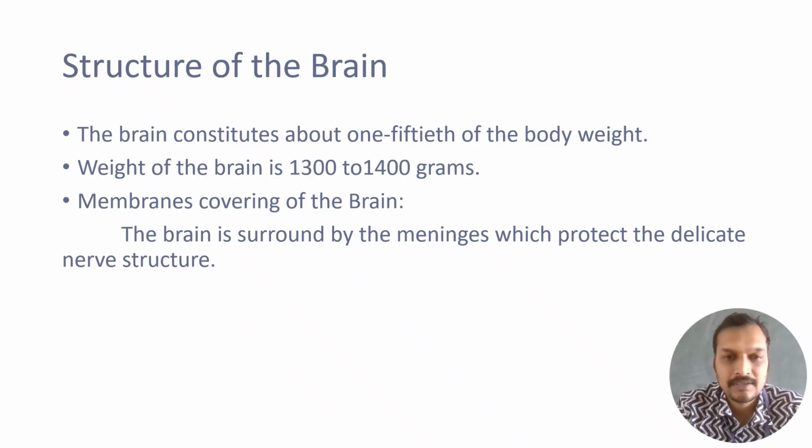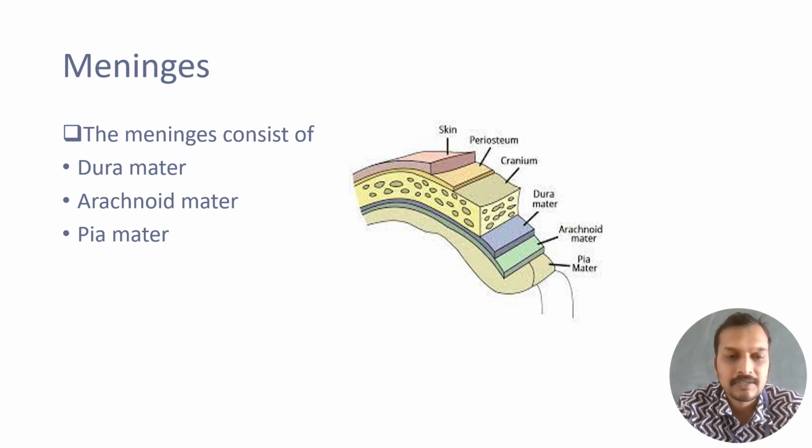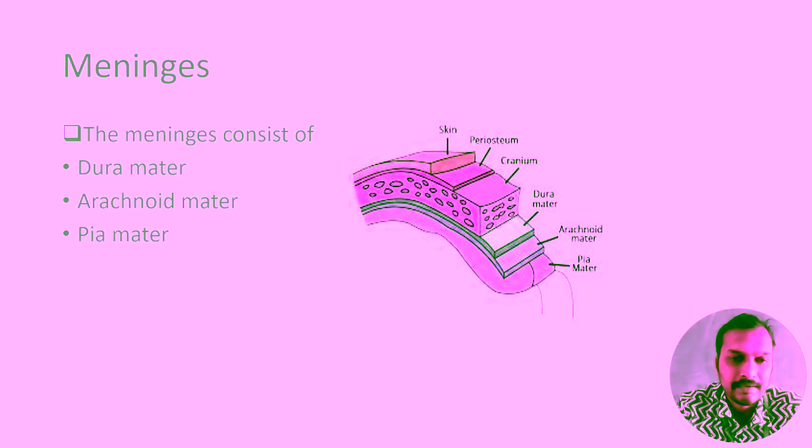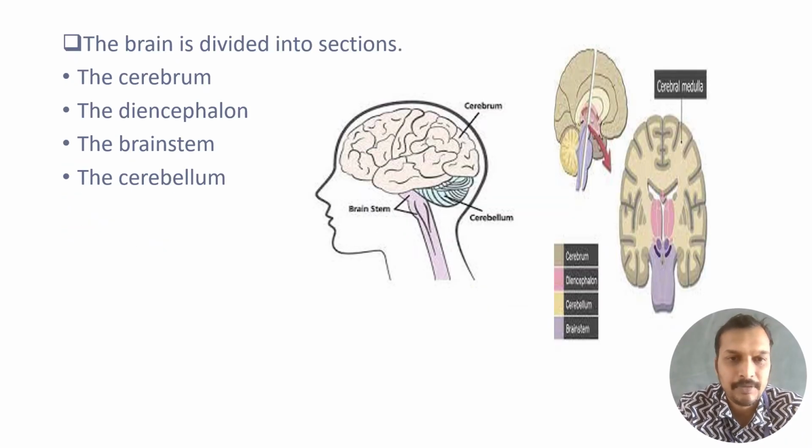The brain is about one-fifth of the body weight, and the weight varies from 1300 to 1400 grams. The membranes covering the brain are the meninges. The meninges is the membrane which covers the brain, and it consists of three layers. The outer layer is called the dura mater, the middle layer is called the arachnoid mater, and the inner layer is called the pia mater.